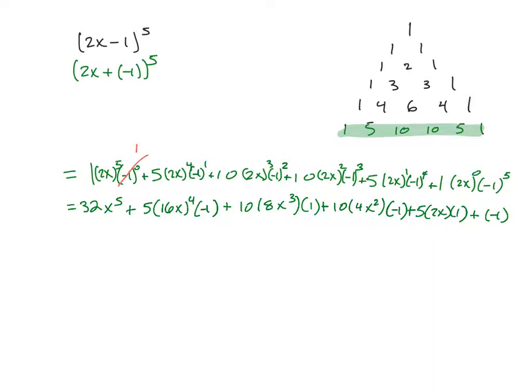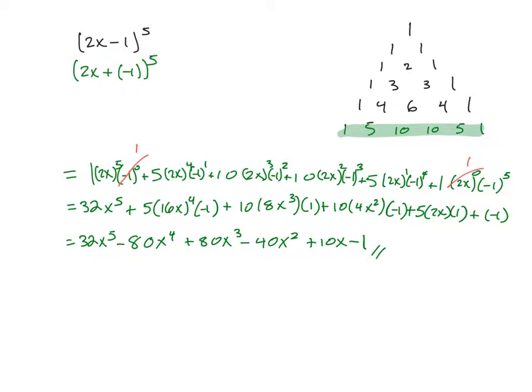I'm missing here a 0. Okay, so again, that to the 0 is 1. So 32x to the fifth minus 80x to the fourth plus 80x cubed minus 40x squared plus 10x minus 1. That's the expansion of that polynomial, 2x minus 1 to the fifth.